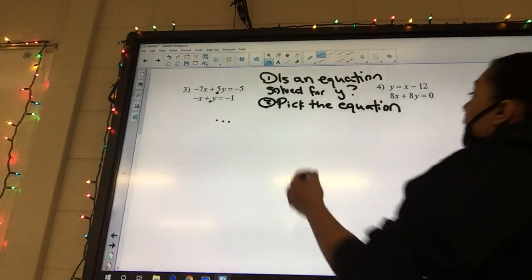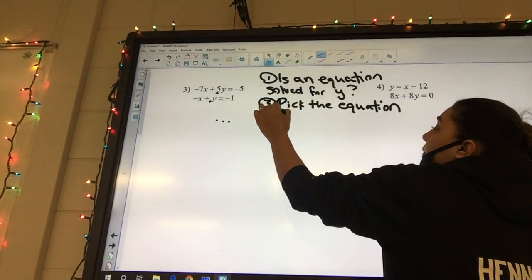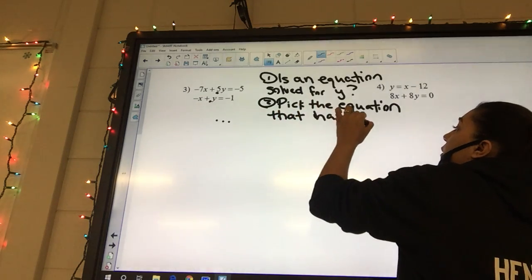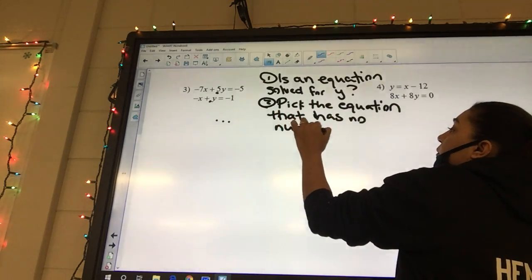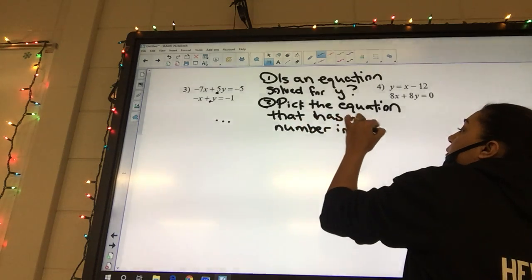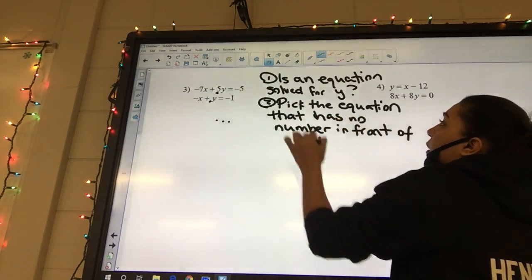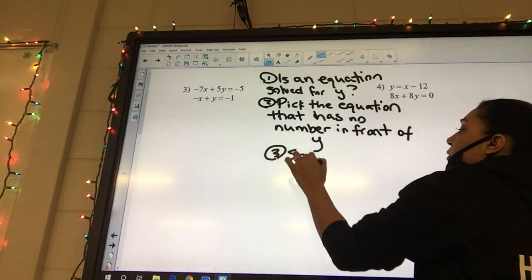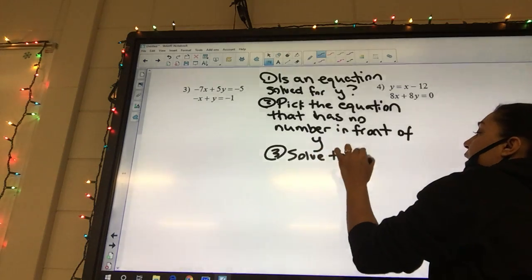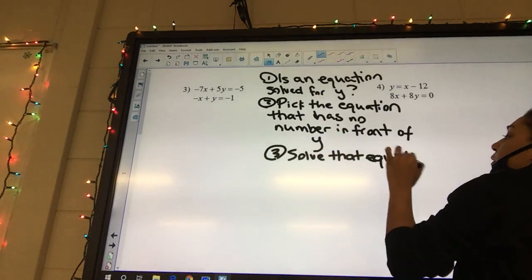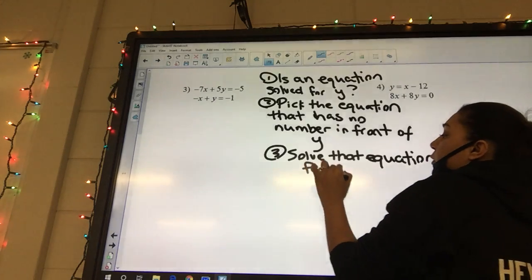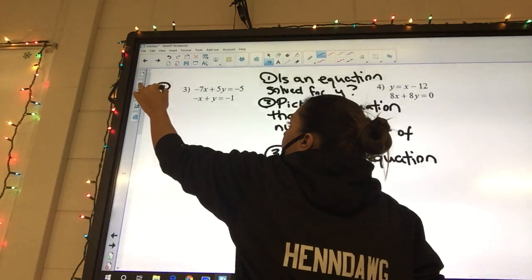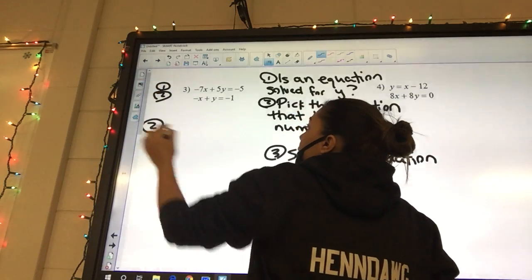So you want to pick the equation that has no number in front of y. Your next step then would be to solve that equation for y. And I like to number these, you don't have to. So we're going to use equation 2 and we want to get y by itself.